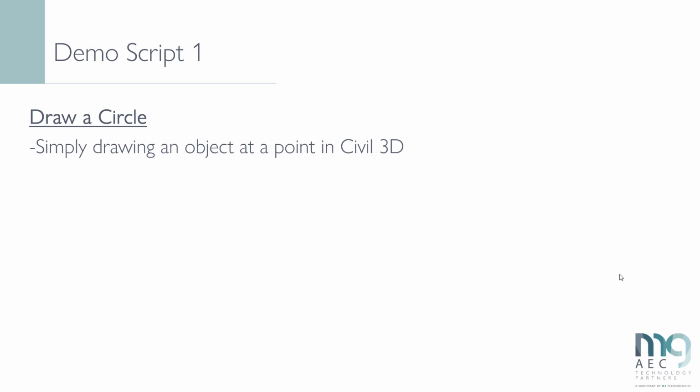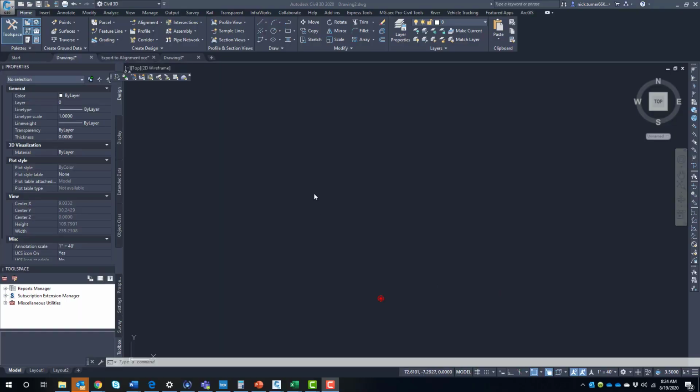We'll talk more about Dynamo, but I want to just show you a script real quick here. So this is going to be drawing a circle. So let's jump into Civil 3D right here. And as you can see, I'm just in a blank Civil 3D drawing here. And let's go ahead and do a simple draw circle using Dynamo.